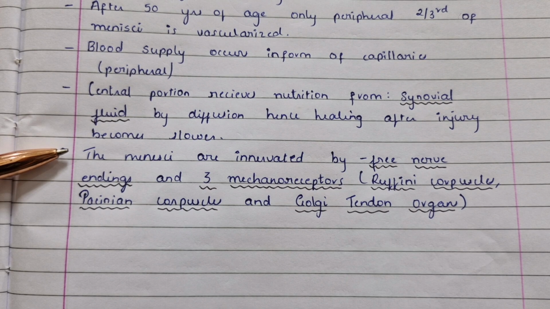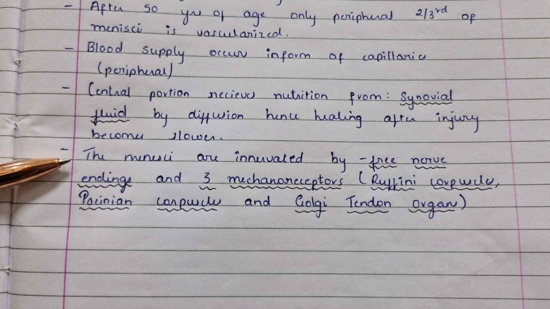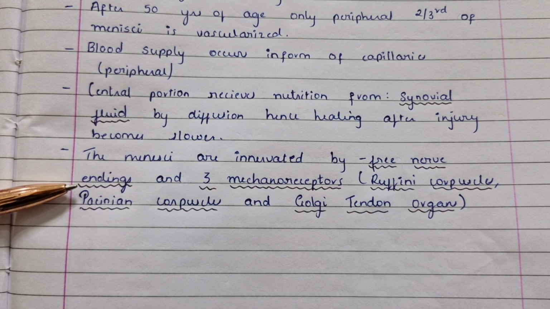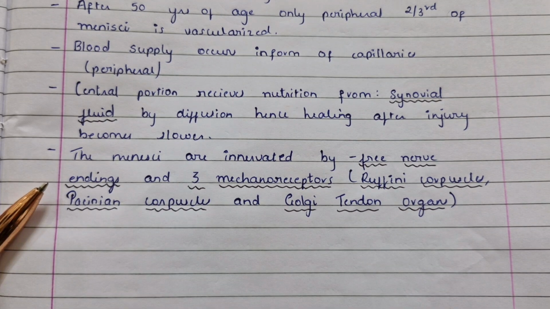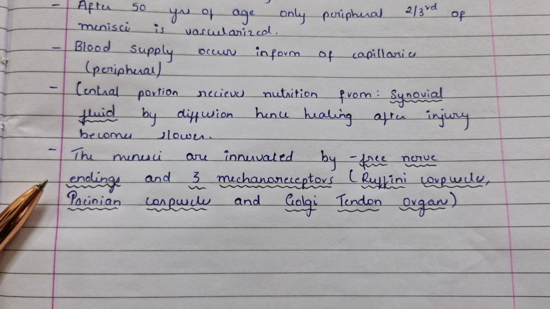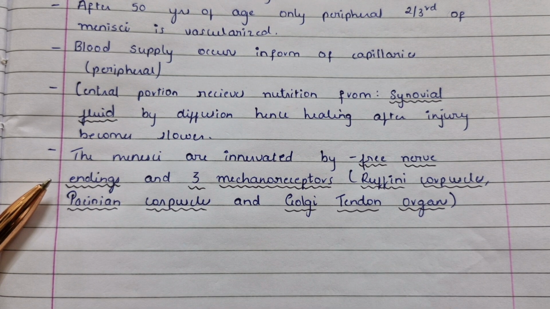The menisci are innervated by free nerve endings and three mechanoreceptors, that is, the Ruffini corpuscles, the Pacinian corpuscles, and the Golgi tendon organs.